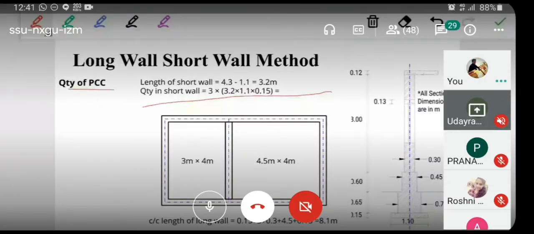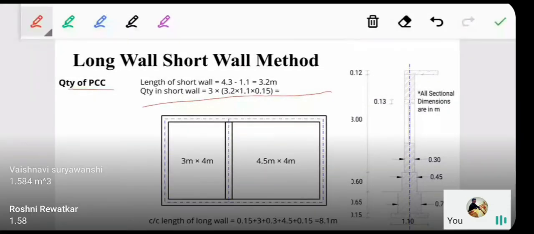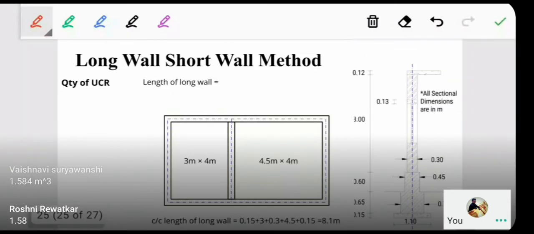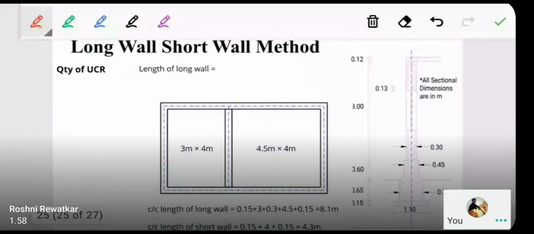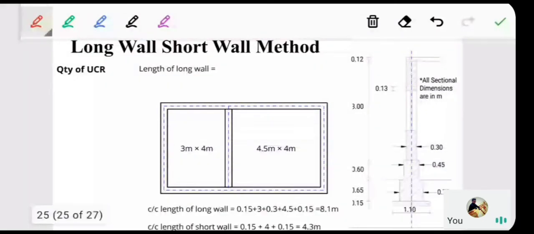Now similarly, calculate the quantity of the UCR masonry. Tell me, do the UCR masonry calculation and tell me. All the calculations will be the same.